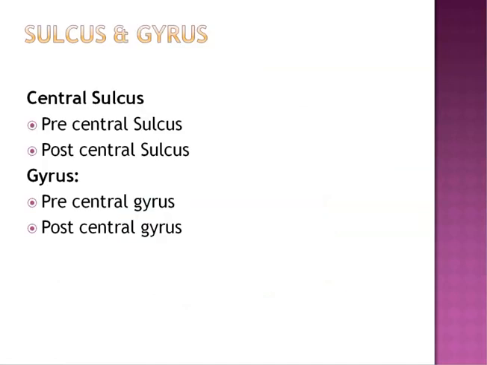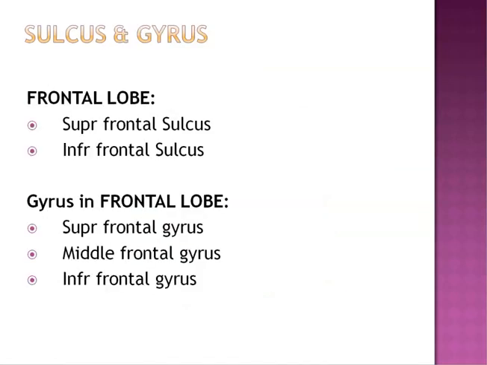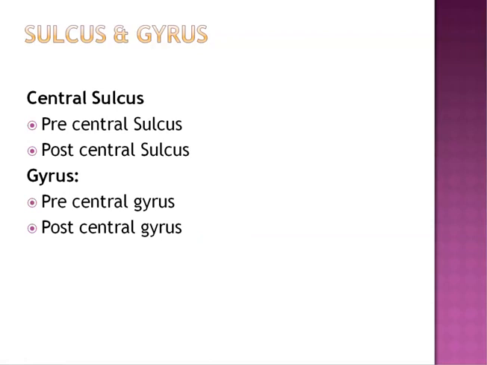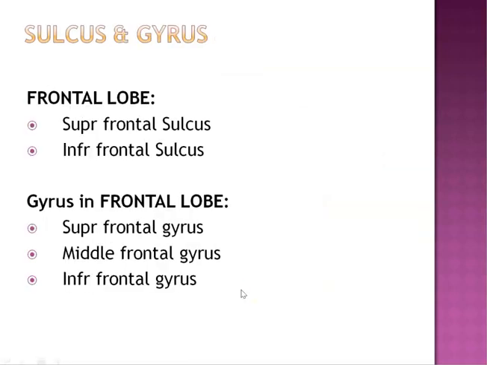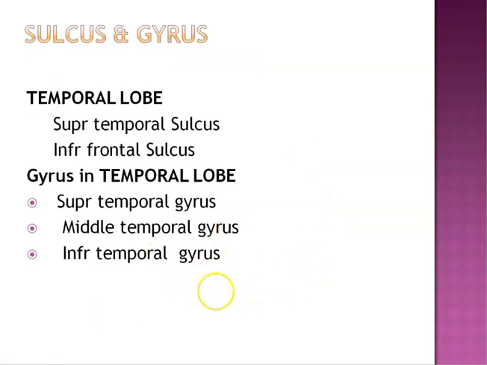So there are two sulci and three gyri in the frontal lobe: the superior frontal sulcus, the inferior frontal sulcus, and the superior, middle and inferior frontal gyri. This is the pre-central and post-central sulcus and gyrus. Coming to the temporal lobe, just similar to the frontal lobe, you have the superior temporal sulcus and the inferior temporal sulcus. In between you have the superior, middle and inferior temporal gyri. These are the sulci and gyri present in the temporal lobe.